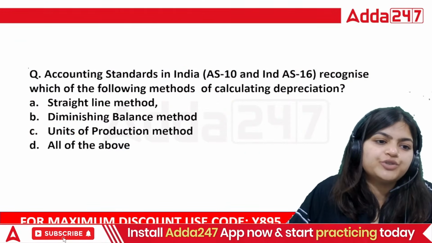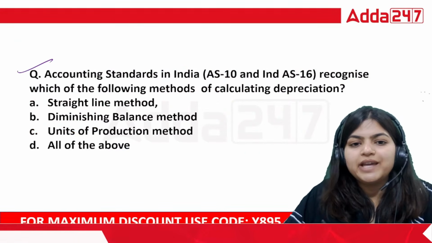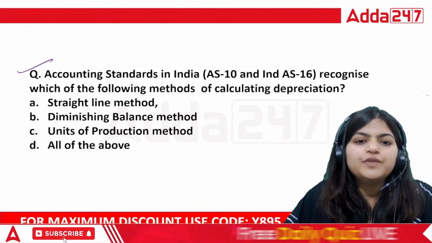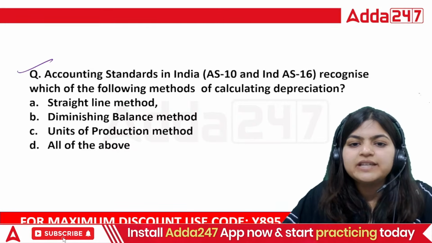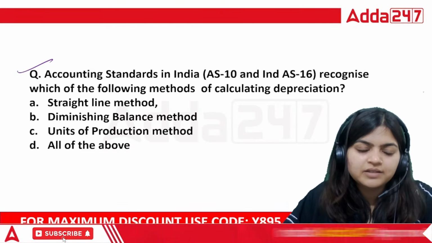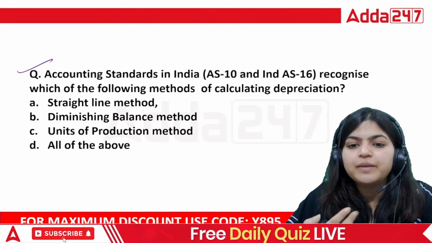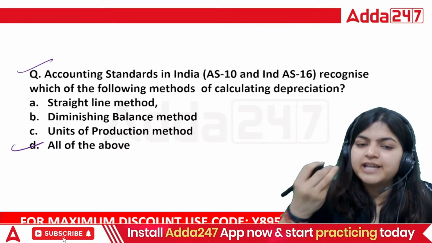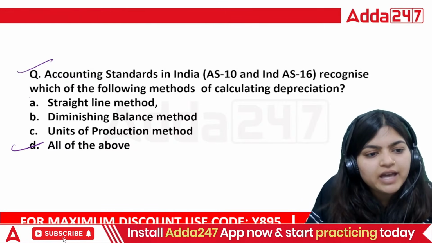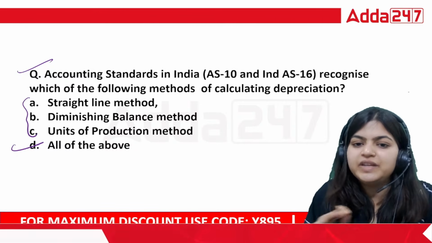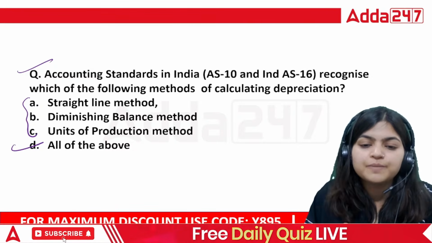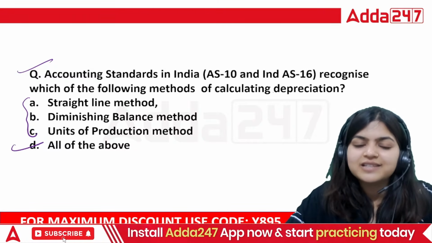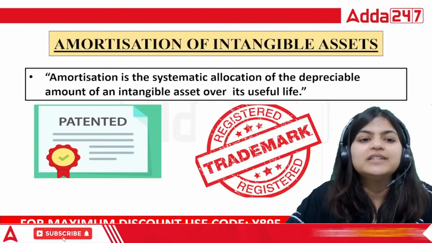So here is one question. As per AS 10 in India 16, recognize which of the following methods of calculating depreciation? A. SLM method, diminishing balance, units of production method. Of course, we know that as per AS 10 India 16, we have only these three methods. We never include the sum of years digit method. So all the above three methods are part of AS 10 and Ind AS 16. So the right answer is D.